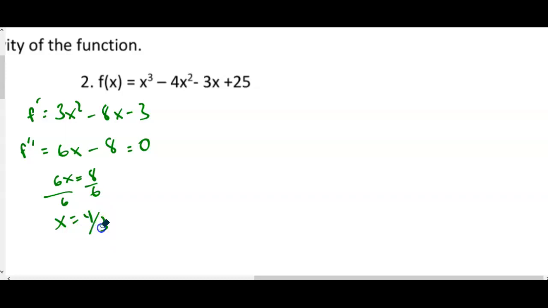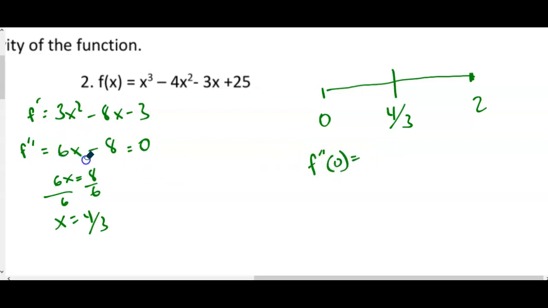So now that we got 4/3, we're going to use the wiggle line test here. All right. So I'm going to try, let's see, 0. And by the way, this is 1 1/3. So we'll test 2. 1 1/3, all right. So we're going to test it in the second derivative. So I'm going to test 0. So 0 minus 8 is negative 8. So that's negative. That means concave down. All right, concave down. Sad face.